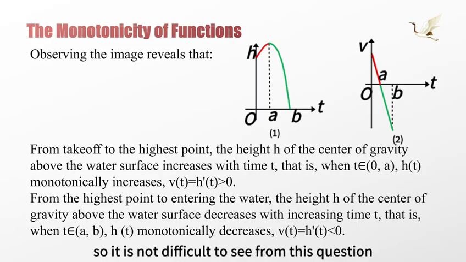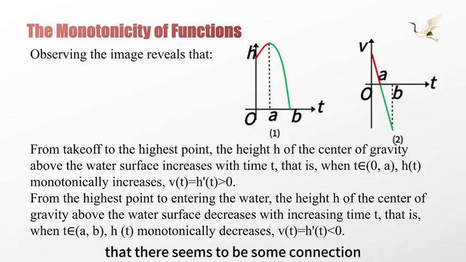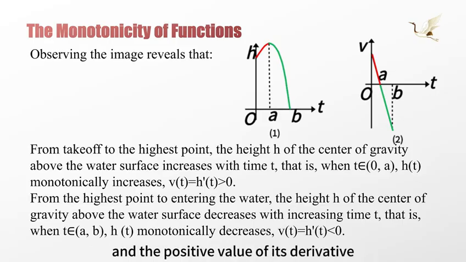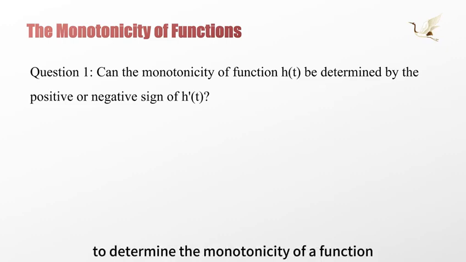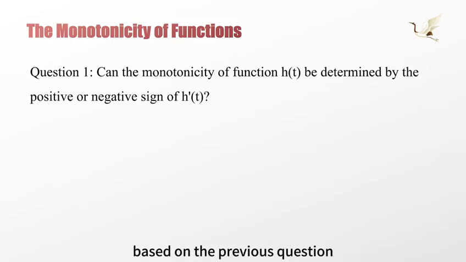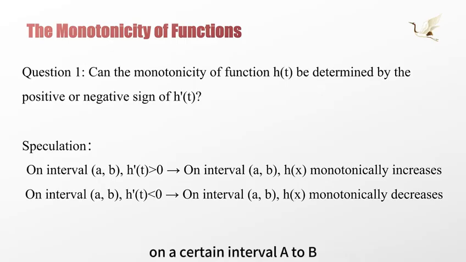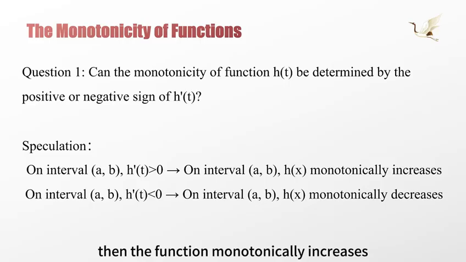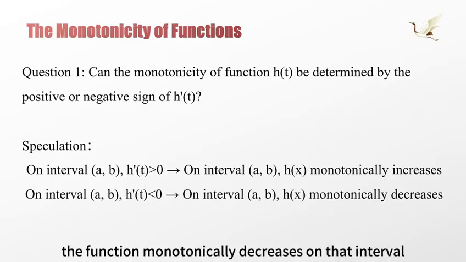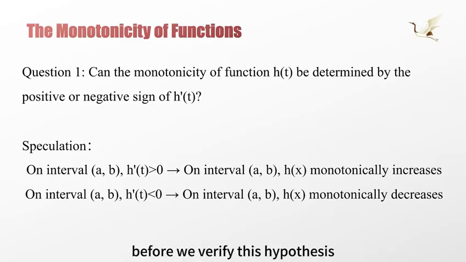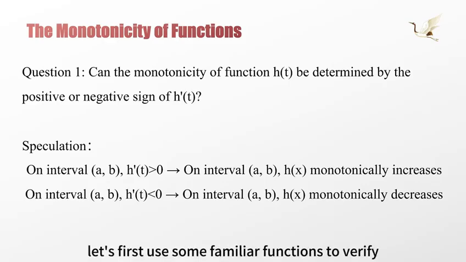So it is not difficult to see from this question that there seems to be some connection between the monotonicity of a function and the sign of its derivative. So please think about it. Can we use the sign of the derivative to determine the monotonicity of a function? Based on the previous question, we can boldly make such a conjecture. On an open interval (a, b), if the derivative is greater than 0, then the function monotonically increases on that interval. On an open interval (a, b), if the derivative is less than 0, then the function monotonically decreases on that interval. Before we verify this hypothesis, let's first use some familiar functions to verify.